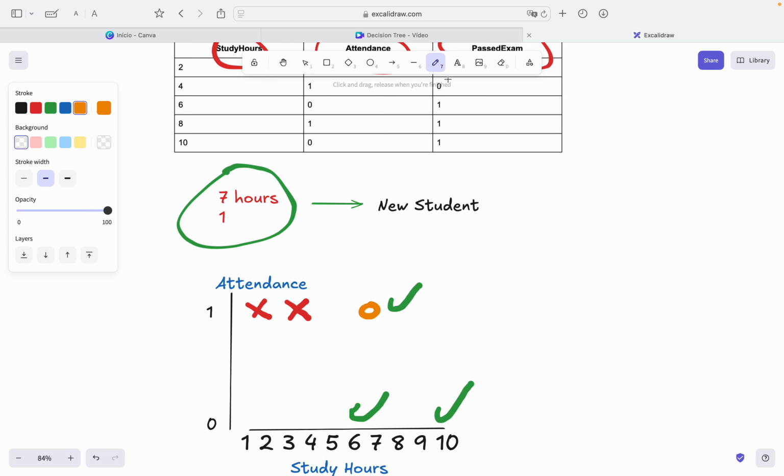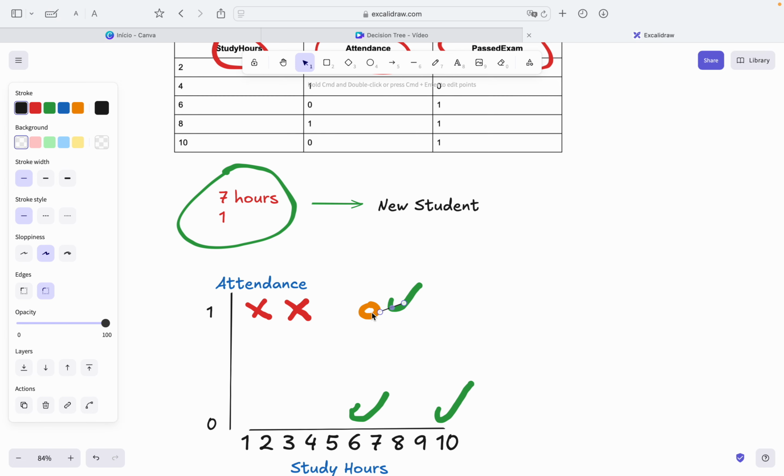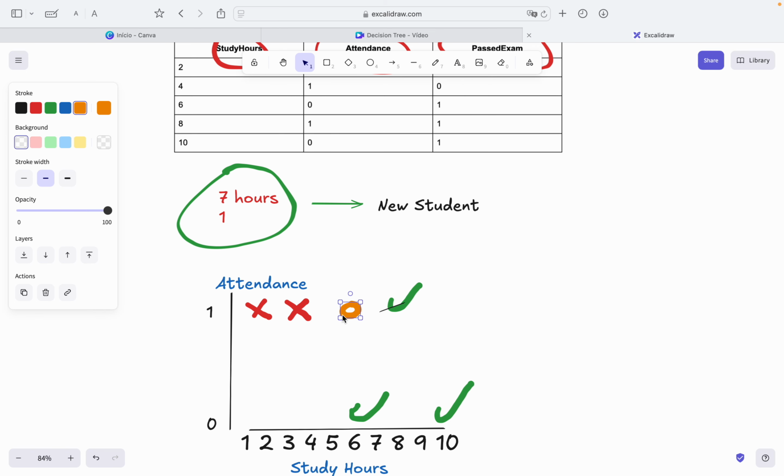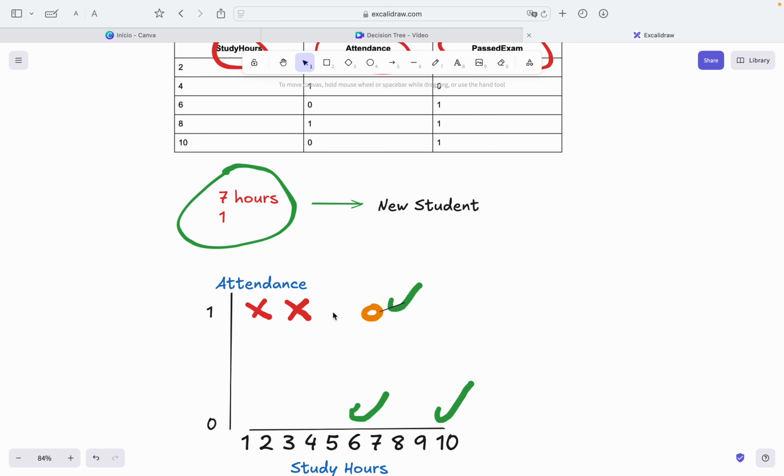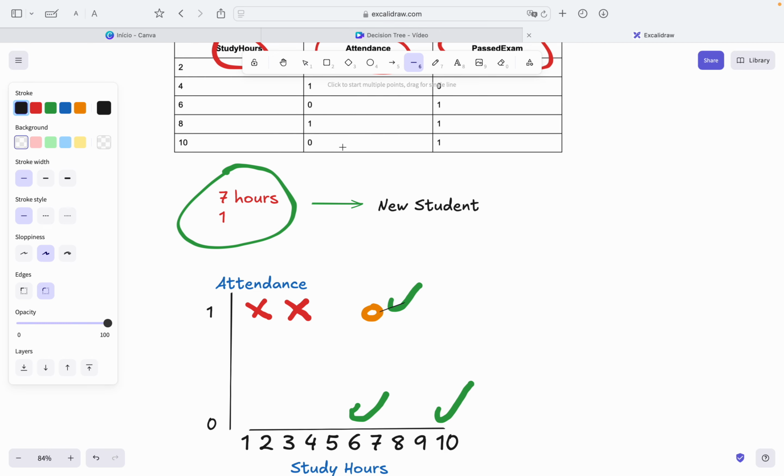So if we take a look from here, you see that this is close, something like this, right? And we can do it like this. We can do here, and we can do this.